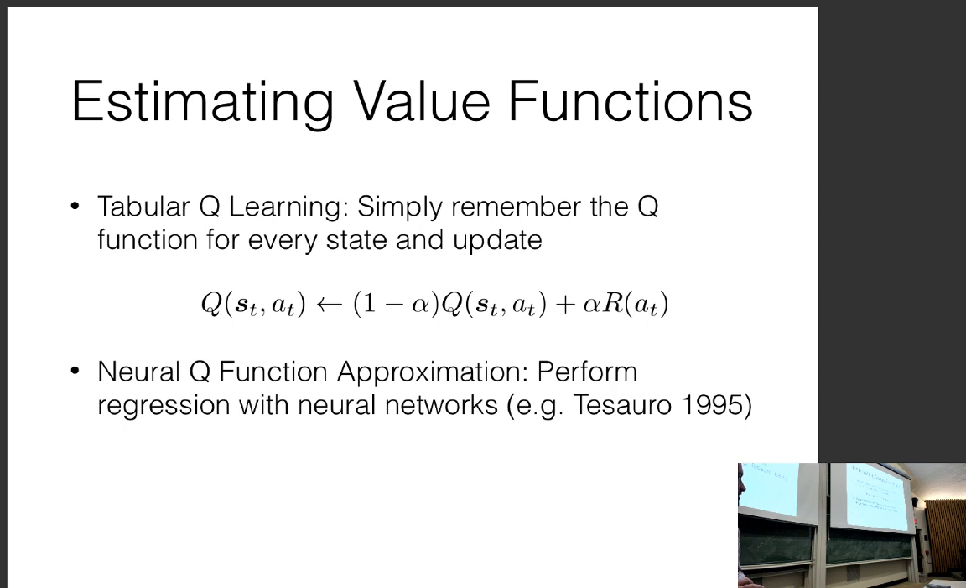So you can use neural networks to estimate this. And neural Q function approximation, performing regression with neural networks, actually came from Tesauro, 1995. Does anyone know what problem they tackled?